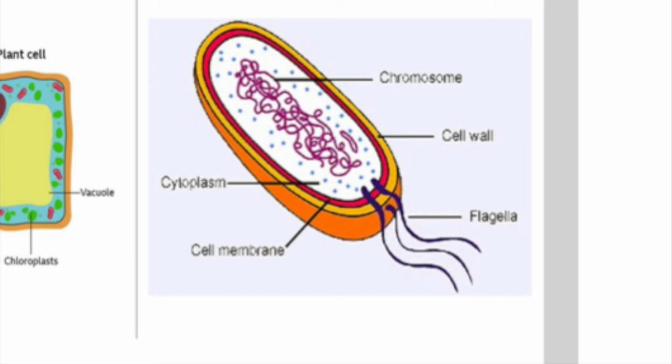You can see the similarities. So we can see that it has cytoplasm, it has a cell membrane, and it has a cell wall, and all those things are actually, they have the same function. There's no difference in the function, okay? And then we have a couple of extras that we need to discuss.